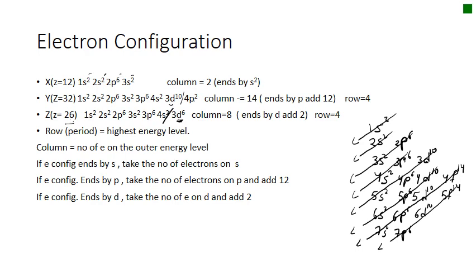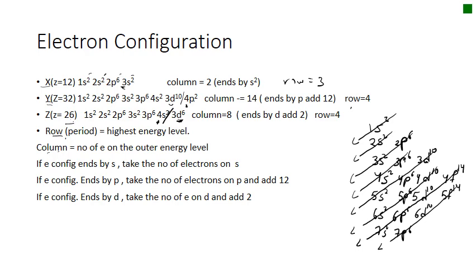How can we determine the row and the column of a certain element? The row is the highest energy level. For example, in atom X, the highest energy level is 3, so its row is 3. For atom Y, the highest energy level is 4, so its row is 4. For atom Z, the highest energy level is 4. It is not the last energy level, it is the highest energy level, so its row is 4.